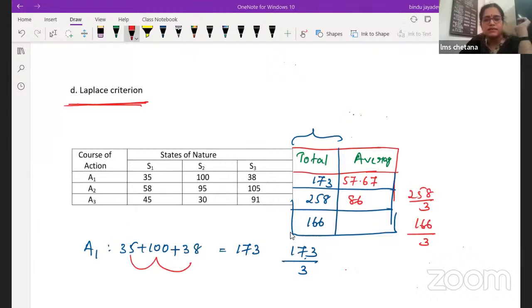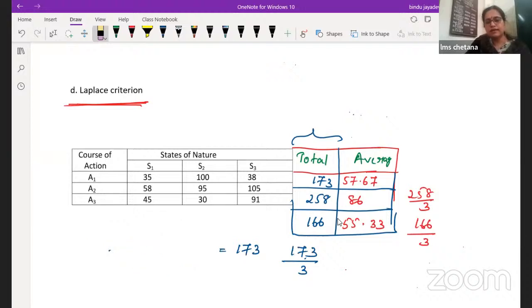Yes, the answer is there for you: 55.33. That means you can write here 55.33. We have already completed the columns, right? The extra 2 columns for Laplace criteria, one is total and one is average. Completed? Yes. Okay.